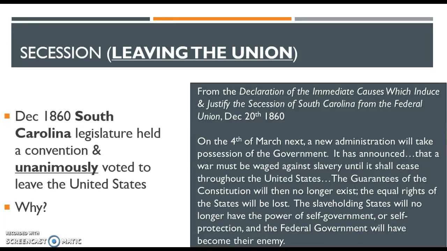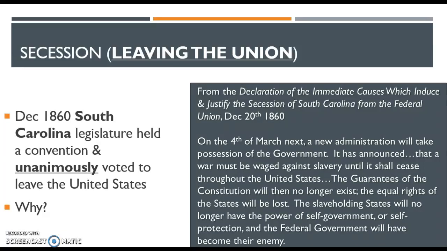On the 4th of March next, a new administration will take possession of the government. It has announced that a war must be waged against slavery until it shall cease throughout the United States. The guarantees of the Constitution will then no longer exist. The equal rights of the states will be lost. The slaveholding states will no longer have the power of self-government or self-protection, and the federal government will have become their enemy. Those are the words of South Carolina on why.